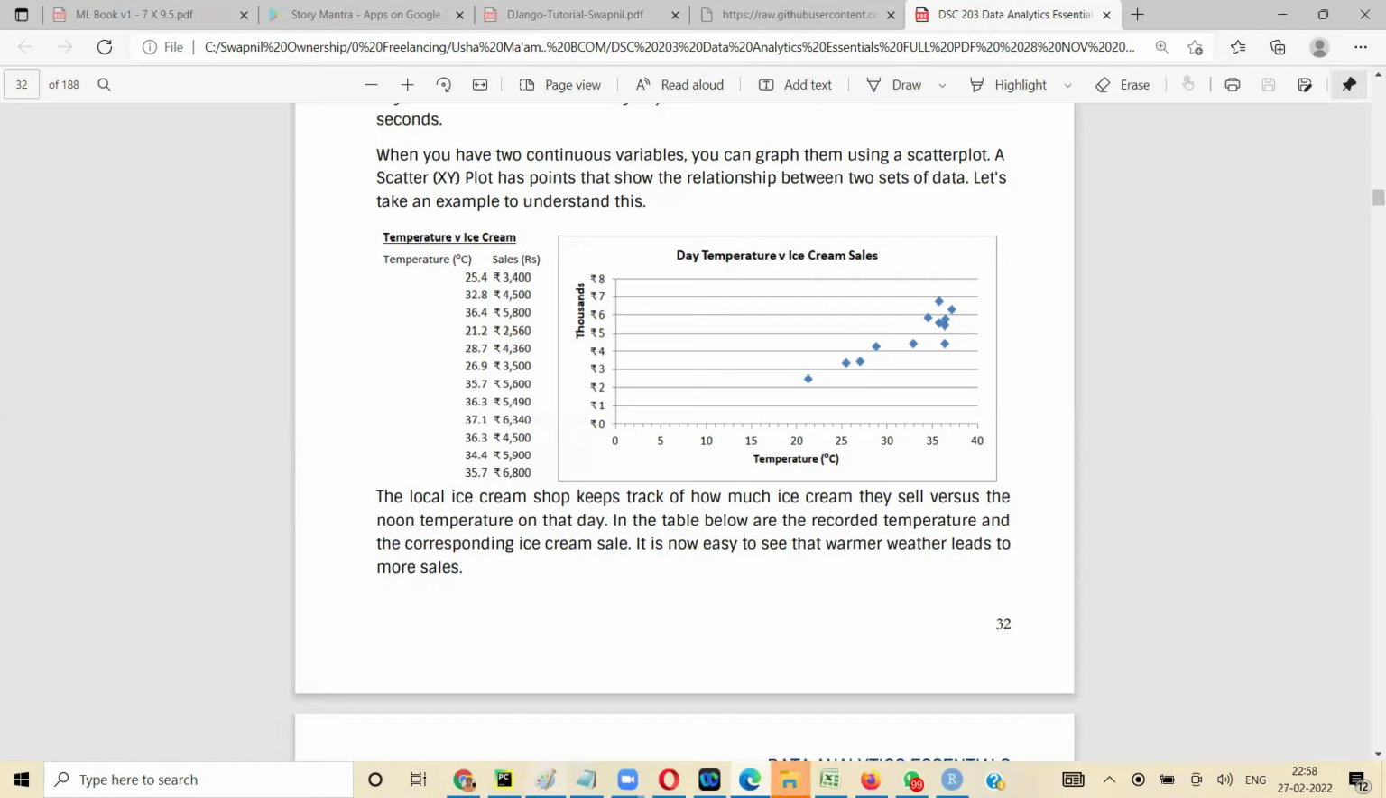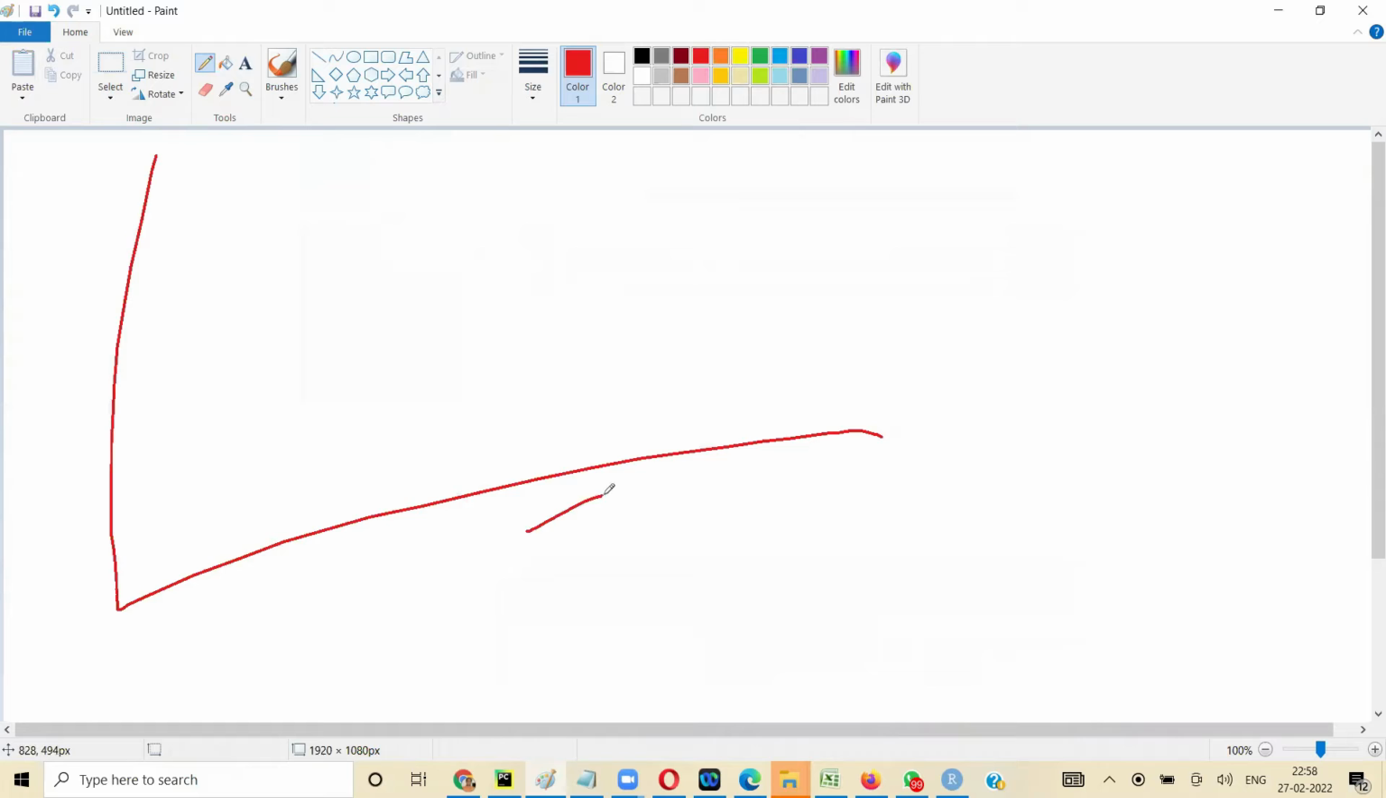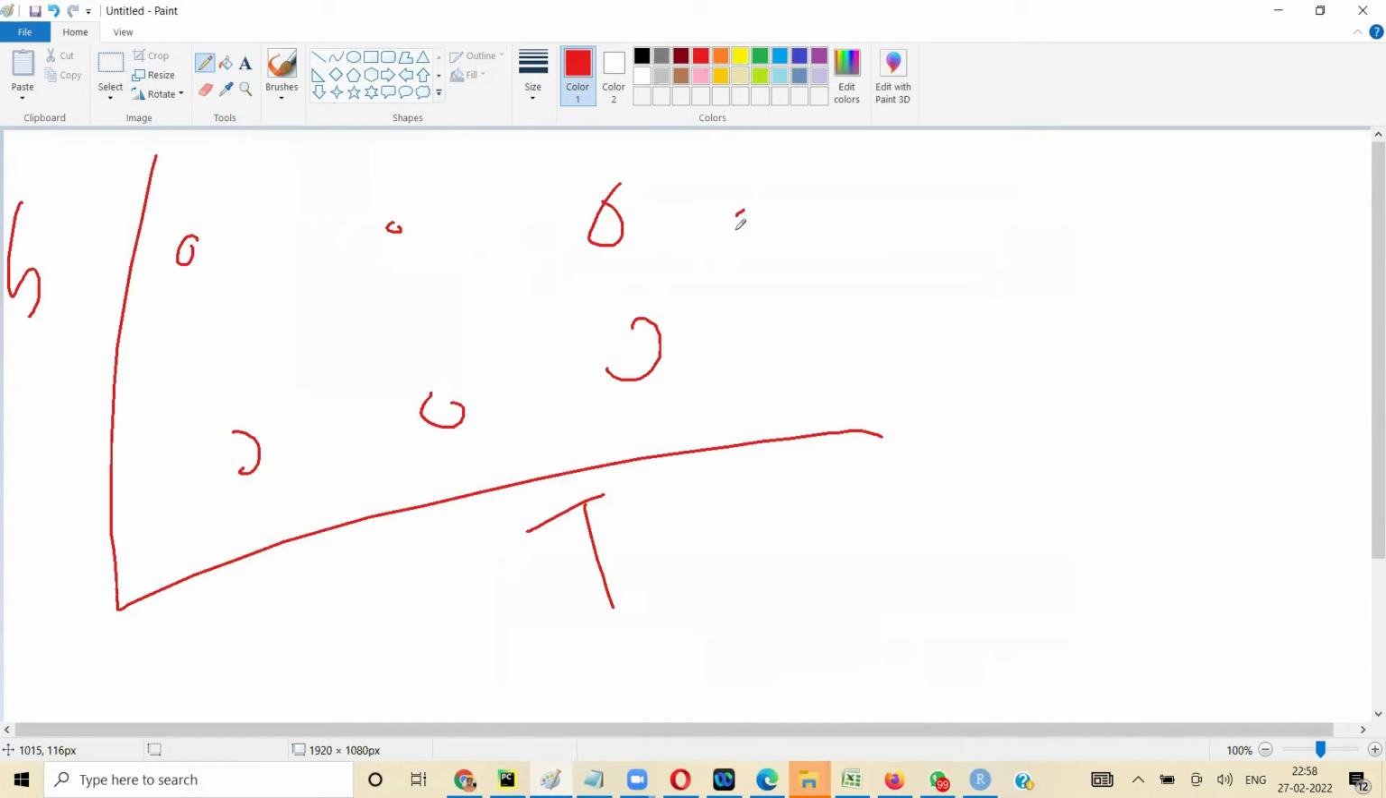Okay, let me draw and show you. So let's say this is temperature, and let's say this is sales, right? Now you have dots everywhere. Here you see, there is no way you can find that there is a relationship between T and S. So we say that sales and temperature are not correlated, because there is no trend. You can't see a trend.